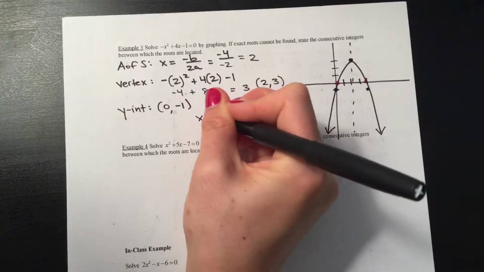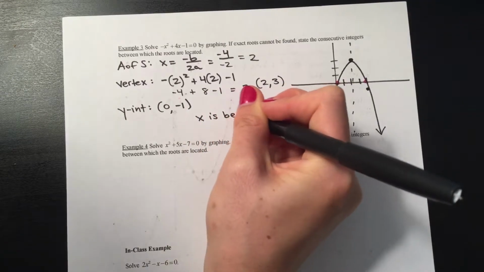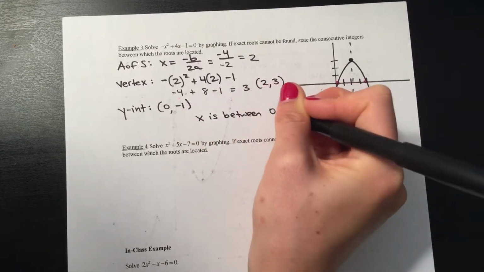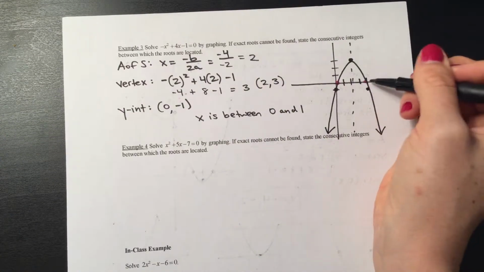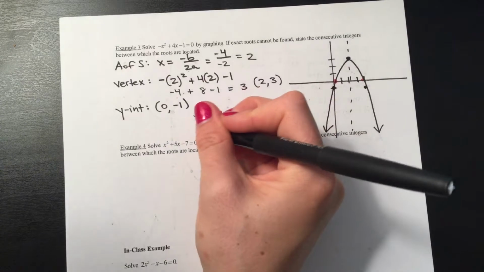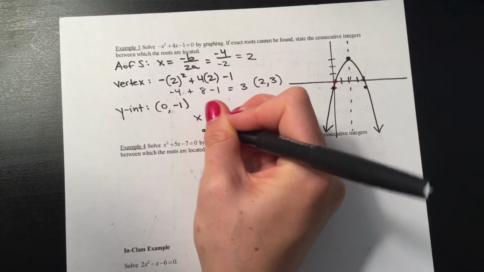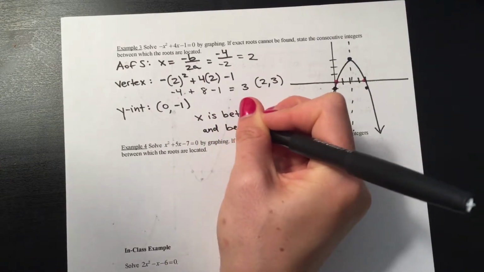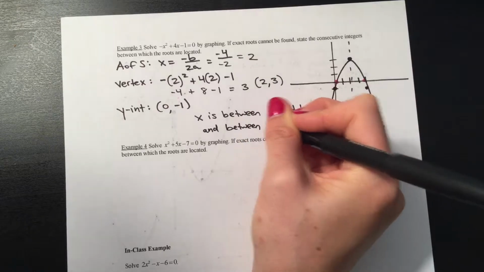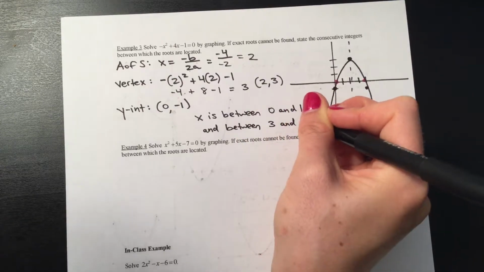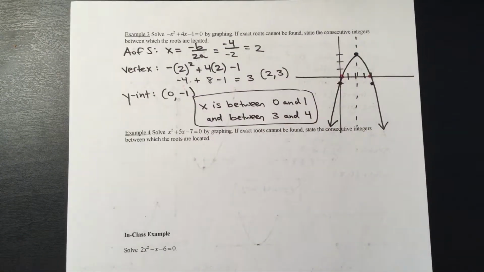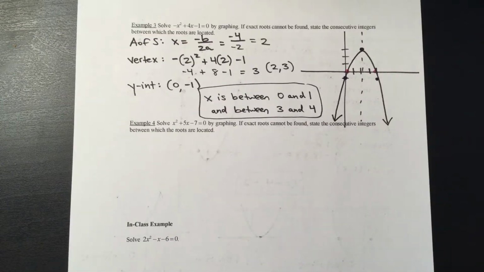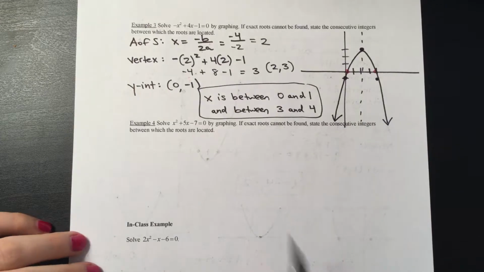So you could say x is between 0 and 1. And then here this looks like between x equals 3 and x equals 4. Okay, so that's your final answer. If it doesn't fall right on a whole number, you can just estimate, just like I did there. Okay, let's do one more.